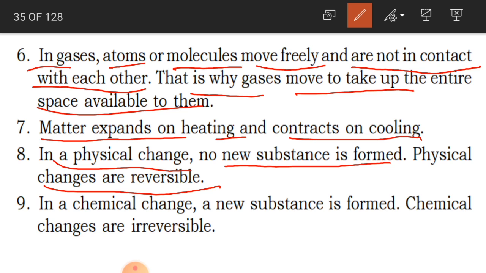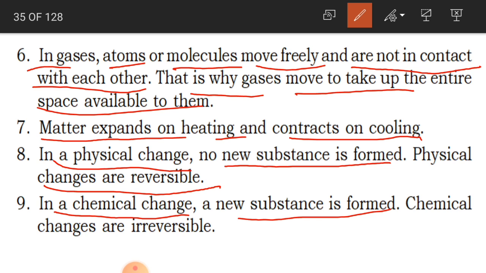Physical changes are reversible. So as we said before, in a physical change you cannot find any new substance, so you will get back to your original shape. Okay, as I said, like water and ice. And in a chemical change what happens? You can get a new substance, and chemical changes are irreversible, so you cannot get back the original shape.